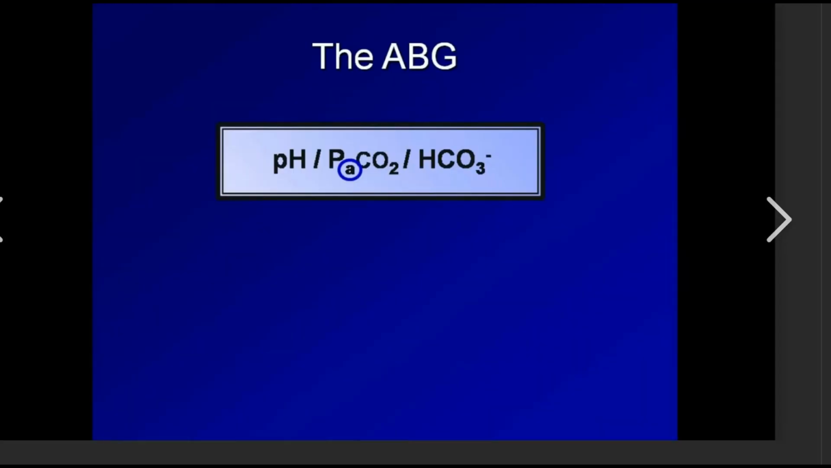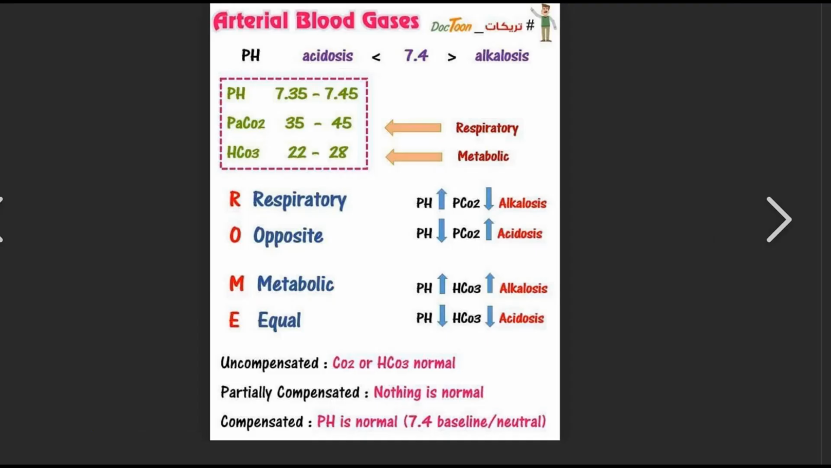So hopefully you understood the interpretation of ABG. I'm just going through quick tips. Remember ROME: respiratory goes in the opposite direction to pH, whereas metabolic goes in the equal direction. Now, remember the normal values, and uncompensated, partial and fully compensated. Uncompensated means the third value is normal, partially means nothing is normal, whereas fully compensated means pH is normal.